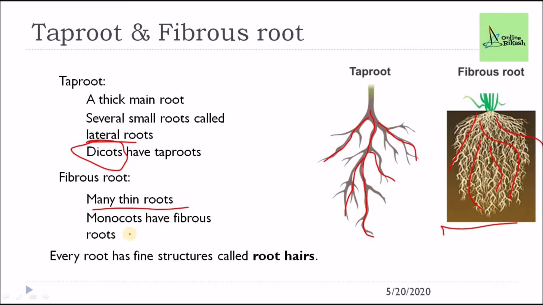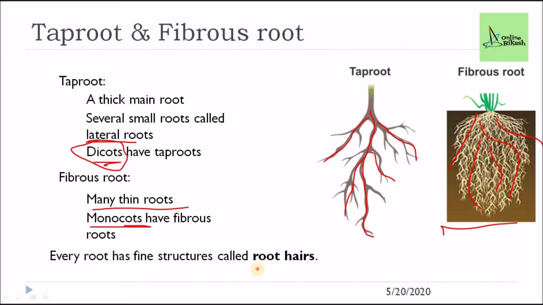Okay, and in the case of taproot, we learned that dicots have taproots. In the case of fibrous root, monocots have fibrous roots. Rice is a monocot, that's why it has fibrous root. Then after this, root hair.